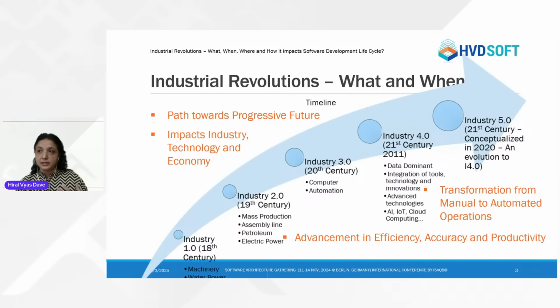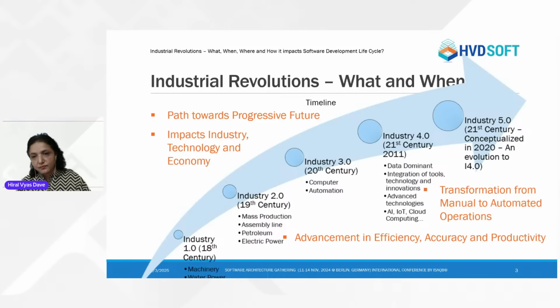They have impacted industry, technology, and economy. They have also transformed the way manual things are now more automated. They have brought advancement in efficiency, accuracy, and productivity. If I talk about the first generation of the industrial revolution, they brought in steam power. So, we moved toward urbanization at that time.